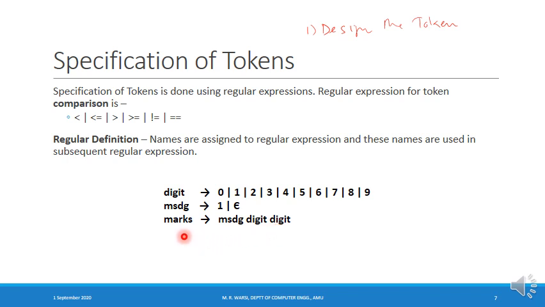So when I assign a name to the regular expression, I refer to that name in the subsequent regular expression. There is a lot of convenience in writing the specification of the token. So in such a case, I call this the regular definition.